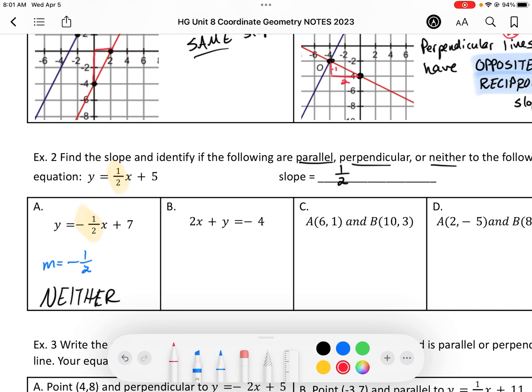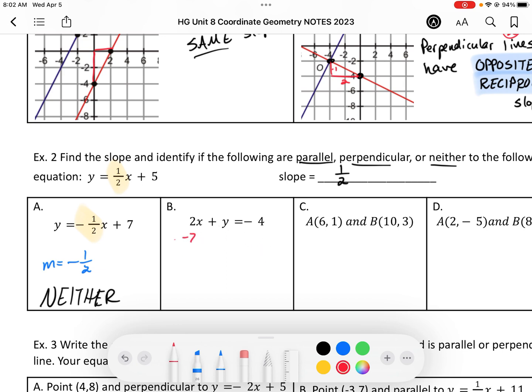As we move on to the next one, this is not written in slope-intercept form, but remember, in standard form, the slope is the opposite of A over B. Well, that would be negative 2 over 1.